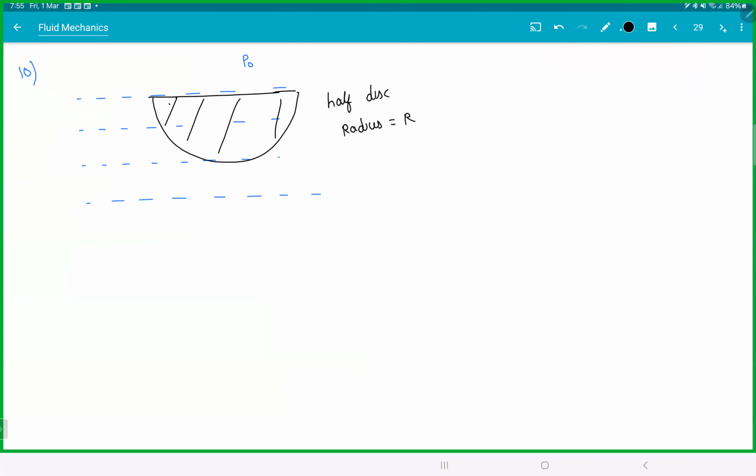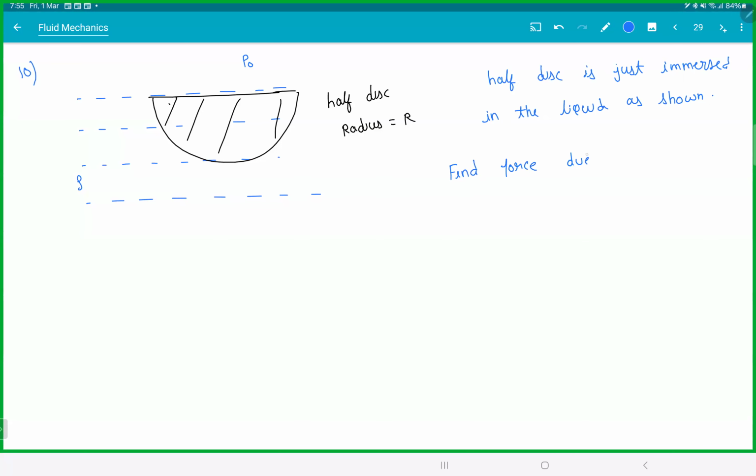Half disk of radius r. Density of the liquid is rho. So as you're going down, the depth density increases. Half disk is just immersed in the liquid as shown. That means on the disk at each point, the pressure is different. Find the force due to the liquid on one side of the disk.